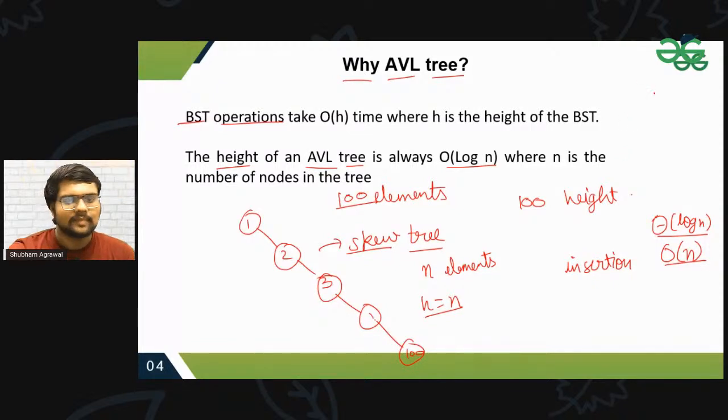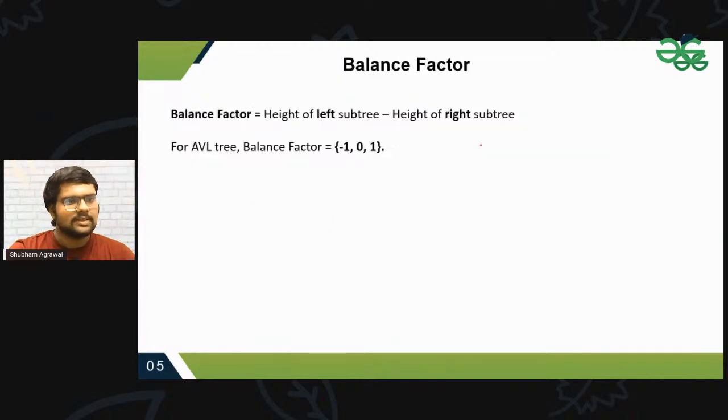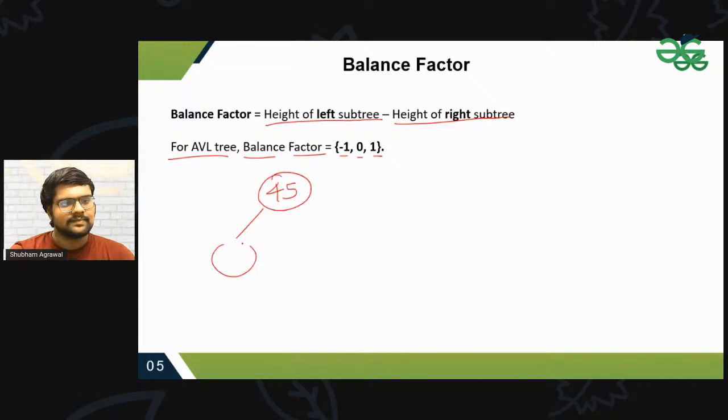Now let's see what the balance factor is. As I told you earlier, balance factor is the height of the left subtree minus the height of the right subtree. So this is the formula for that. And for an AVL tree, the valid balance factor values are -1, 0 and 1. Let's take an example. We have a node 45, it has 30, then we have 60, then we have 50, then we have 70.